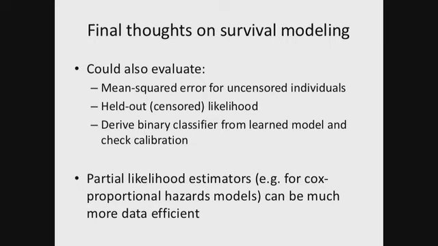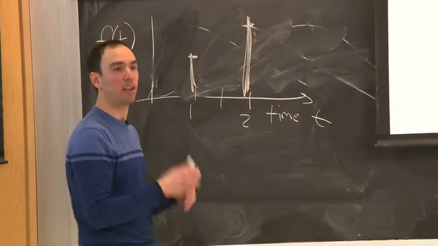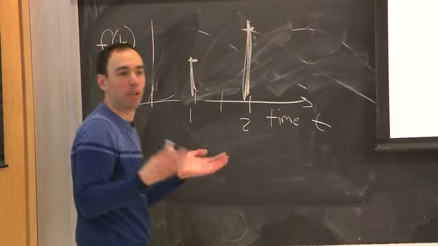The second thing one could do, since you have the ability to define the likelihood of an observation, censored or not censored, is hold out data and look at the held-out likelihood or log likelihood of that held-out data. The third thing you could do is, after learning using this survival modeling framework, turn it into a binary classification problem by, for example, artificially choosing time ranges, like greater than 3 months is 1, less than 3 months is 0. That would be one crude definition.